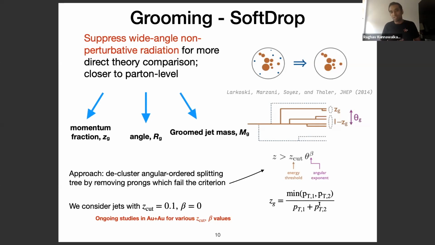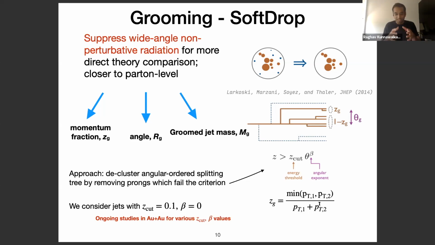There's also this soft drop algorithm, which is essentially a grooming algorithm. This is relatively standard in our field right now. A lot of people and a lot of experiments are now measuring this. What it does is it basically removes soft wide angle contributions inside your jet. Theoretically, that gives you an advantage by removing these non-perturbative contributions. I know there are some incoming first year students here, so this is a little bit of a fancy word. But what this does, relatively simply, is it cleans the grass in your jet.